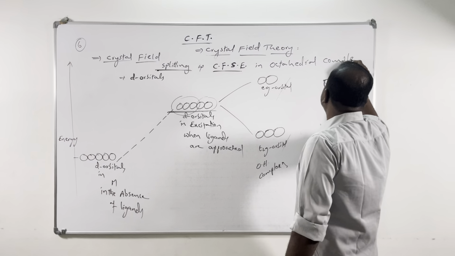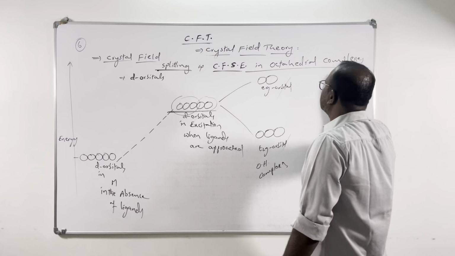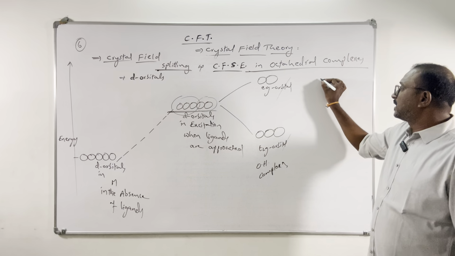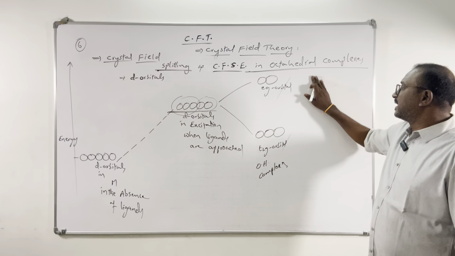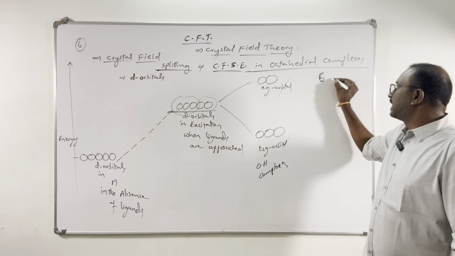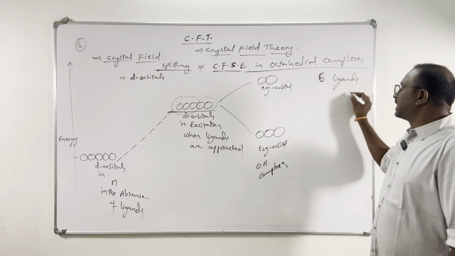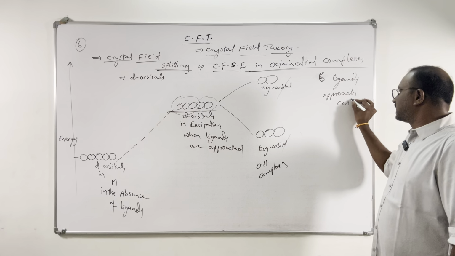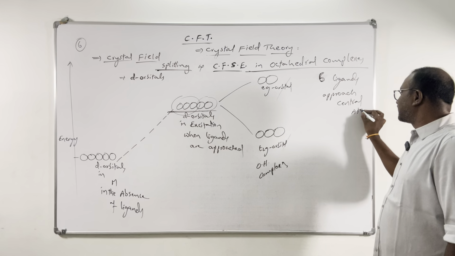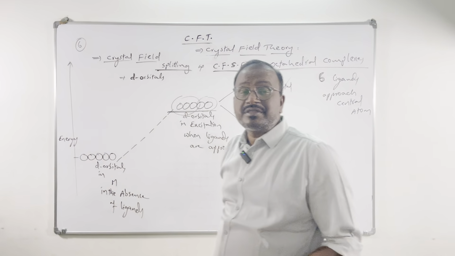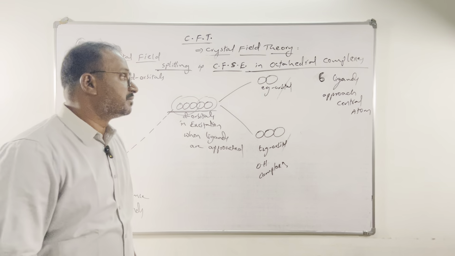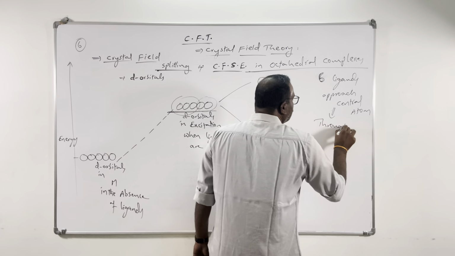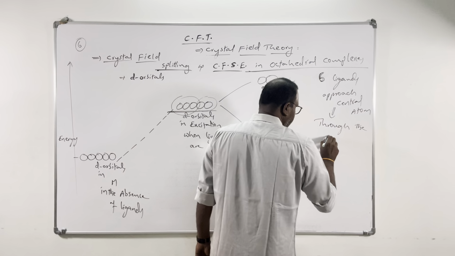Octahedral complexes. Crystal field splitting in octahedral complexes. We know that in octahedral complexes, six ligands approach the central atom. How do the six ligands approach the central atom? They approach through the axis.